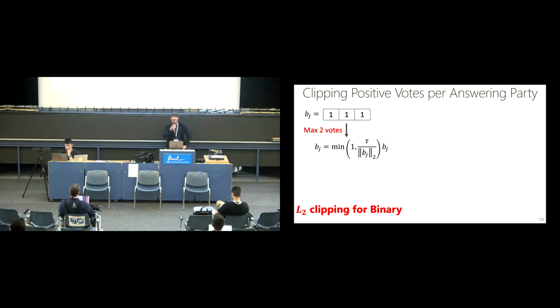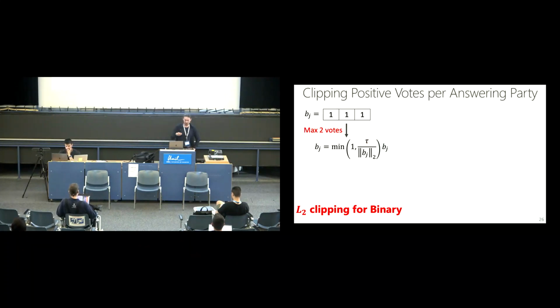So how does it work? First, let's consider the binary method. Just for ease of exposition, we have 3 labels, and we have this single vote from a given answering party being all ones, right? So this is this vector b sub j. What we want to do is, because we should have up to 2 positive votes for this classification, we want to clip these votes.